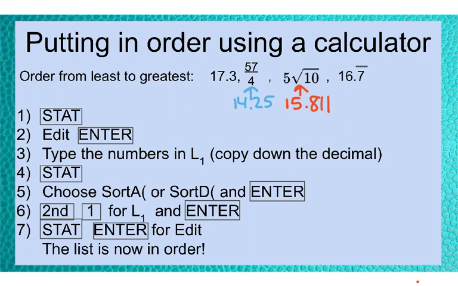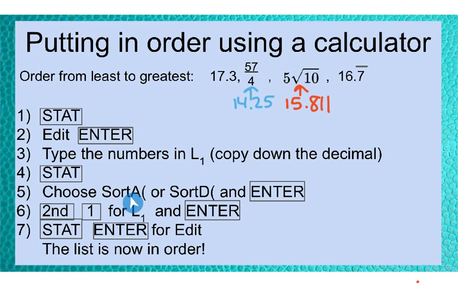It's 16.7 repeating. So I'm just going to type in 16 point, I'm going to type in several sevens and hit enter. And so now I've typed in all of my numbers. I go back and I hit the stat button again. And it takes you back to that other screen that we were just on. If you look down, we're going to see number 2 and number 3. There's a sort A and a sort D.